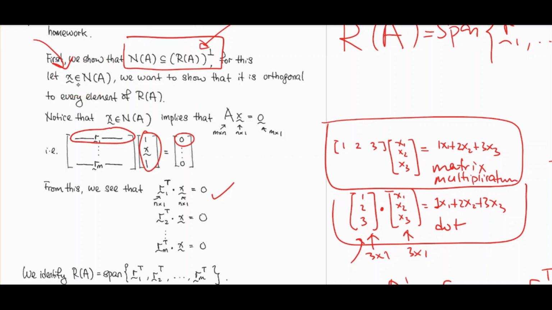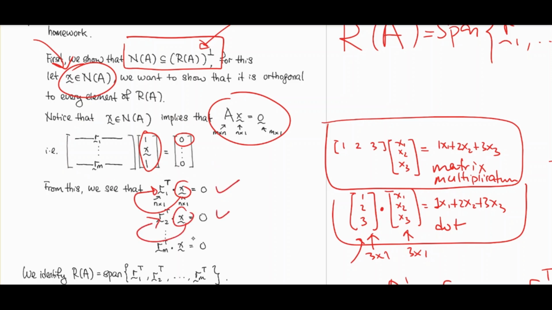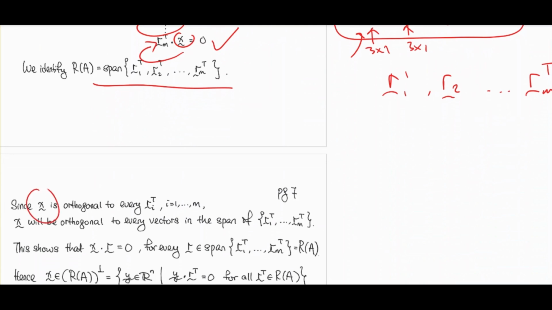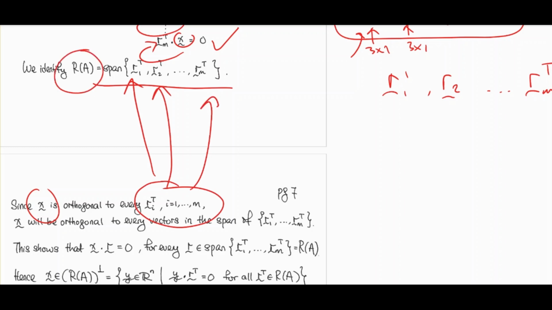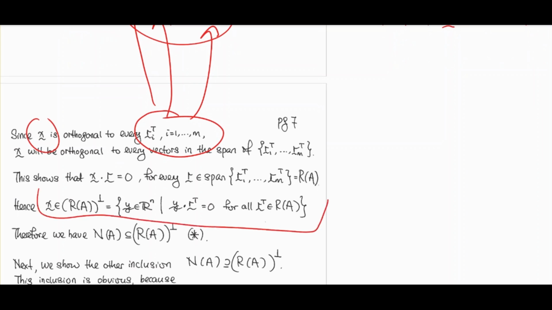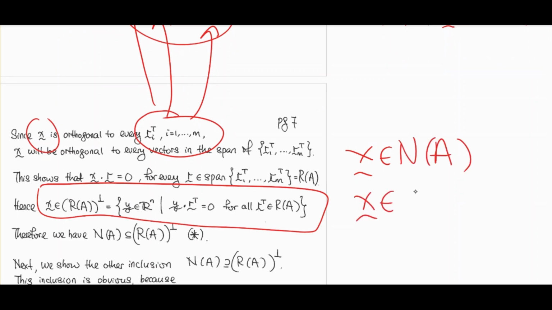All right, so the key observation is that if X is in the null space of A, then you have this and you have this. That means that, look, your X is orthogonal to the first row. Your X is orthogonal to the second row. Your X is orthogonal to the M row. So because your row space is identified like that, that means that your X is actually orthogonal to every row. And because your row space is defined as a span of that, this is already enough to demonstrate that the X that is coming from the null space of A is also a member in the RA perp. That's how you show them.